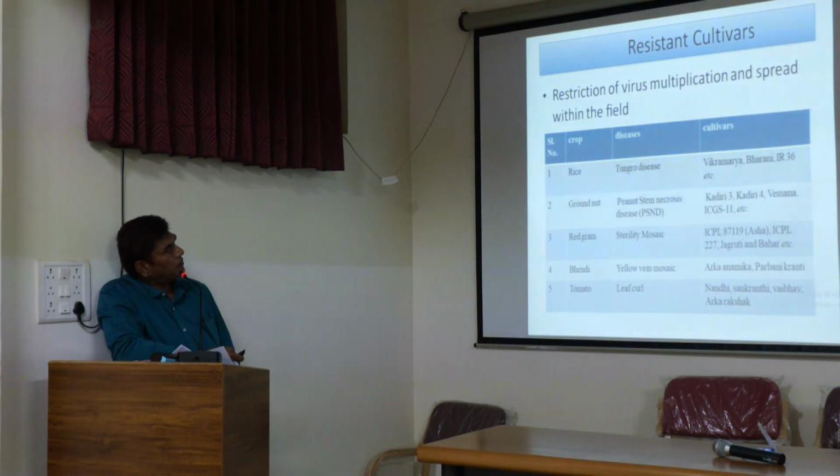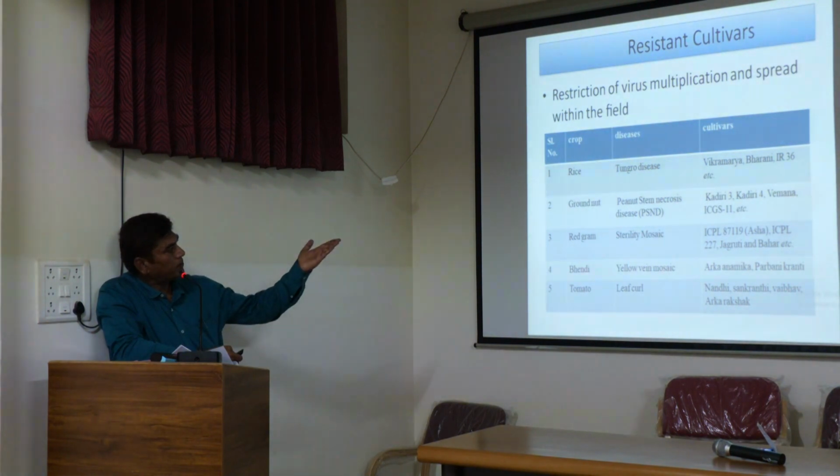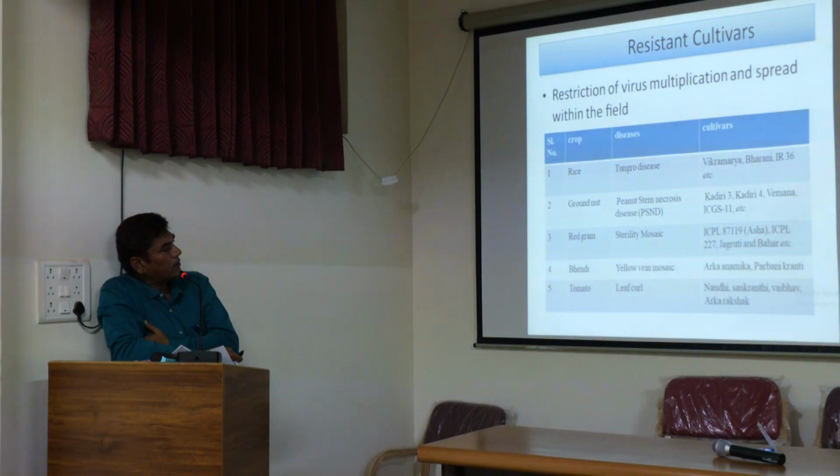One more is resistant cultivars. Some resistant cultivars can also be used as a very good method of management. For rice tungro disease, there are cultivars like Barhani and IR36; for groundnut peanut stem necrosis, Kadri 3 and Kadri 4; for red gram sterility mosaic, Asha and Bendi; for yellow vein mosaic, Arka Anamika; and for tomato leaf curl virus, Nandi, Sankranti, Vaibhav and Arka Rakshak.